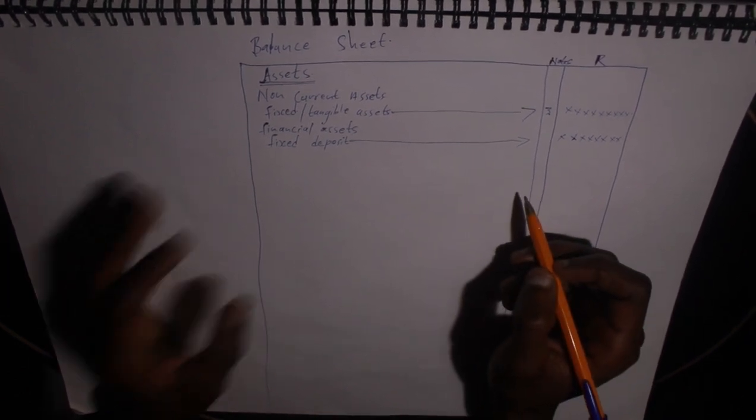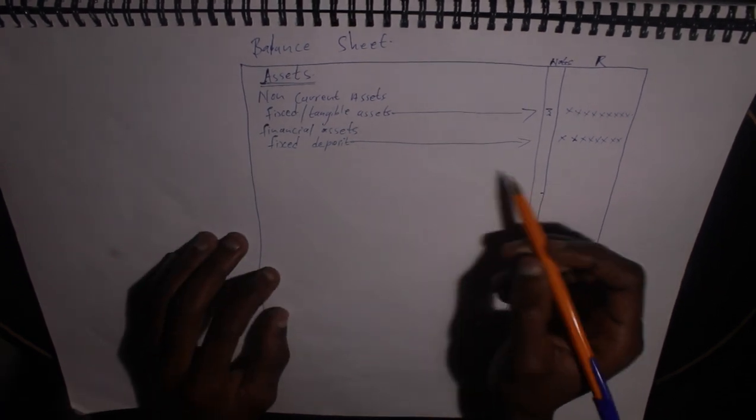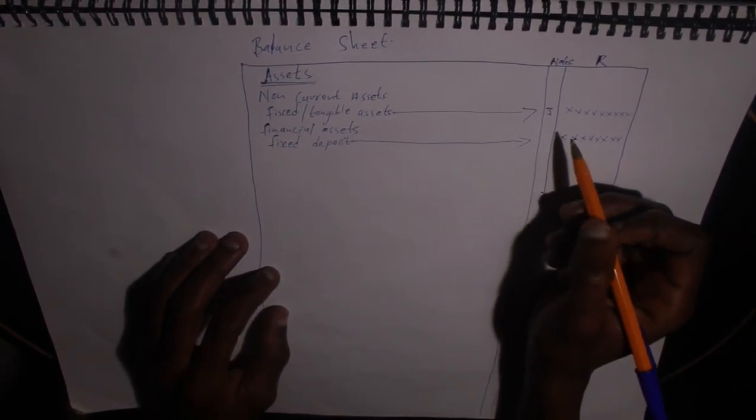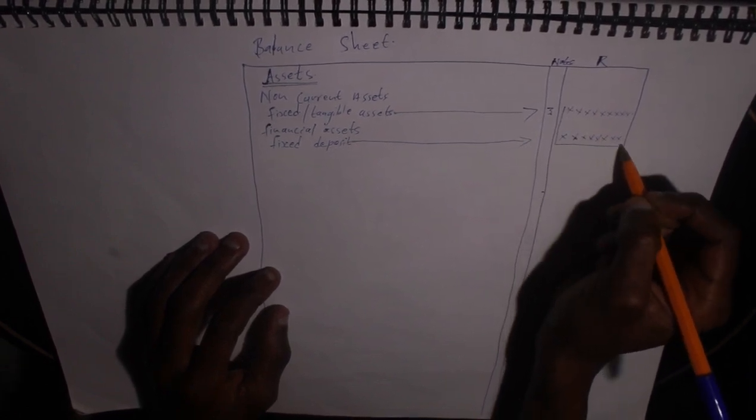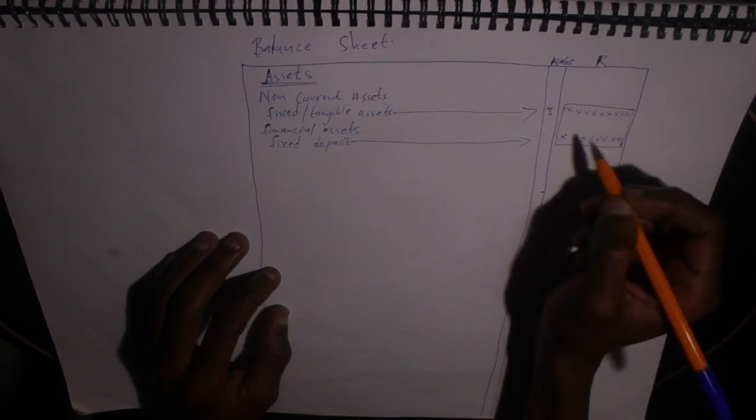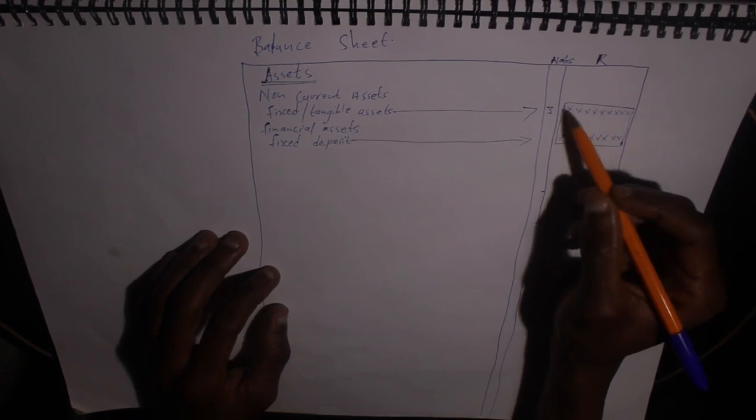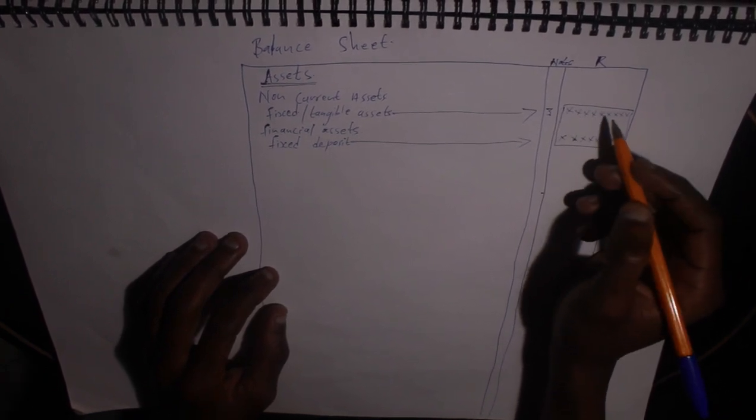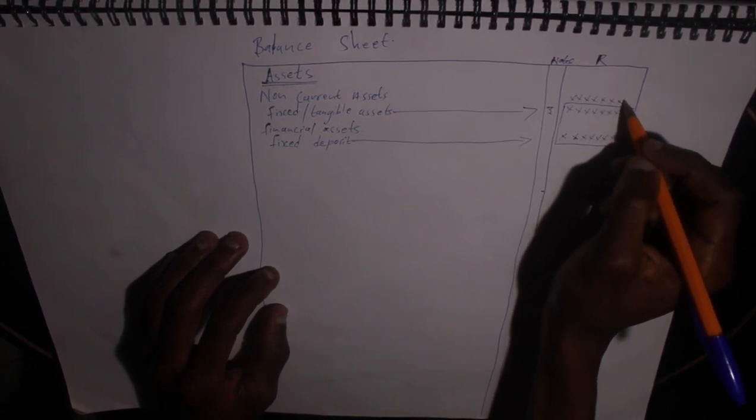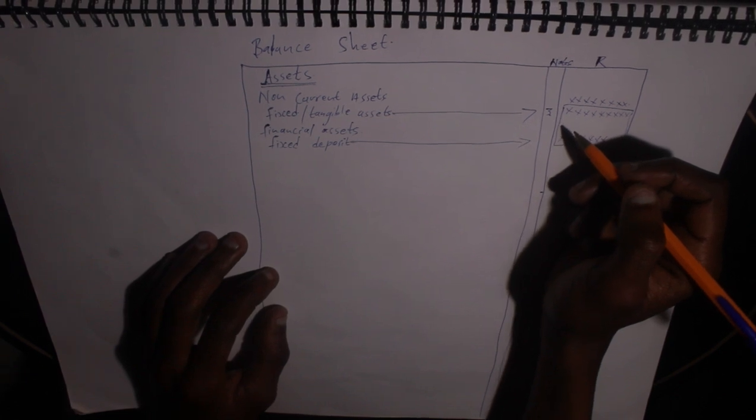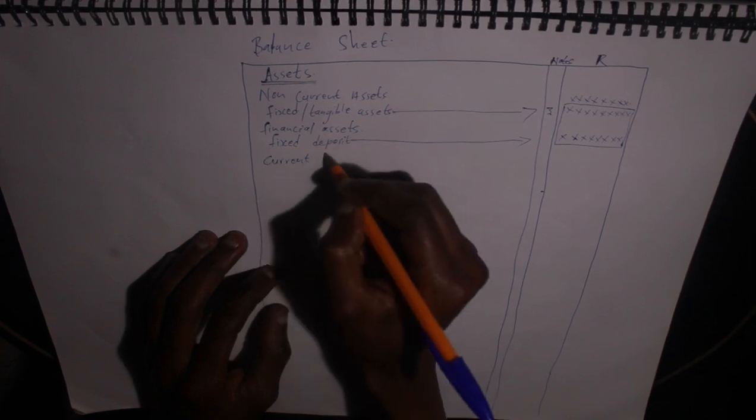Then here is how we complete our non-current assets. For us to know how to compile and finish everything, I'm going to draw a box here. Now we're going to add our non-current assets together, which is fixed or tangible assets and fixed deposit, and then we'll have a total non-current assets. Then the next step is what we call our current assets.